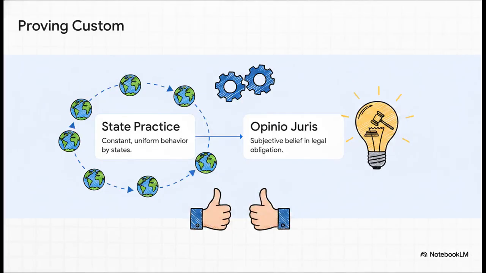Next up is customary international law. If you're tackling an essay on custom, you have to explicitly analyze two mandatory steps. If you miss either one, your whole custom argument completely fails. Step 1 is the objective element, state practice. We're talking about constant, uniform behavior by a significant majority of states over time. Step 2 is the subjective element, opinio juris. This is the psychological belief that states are doing the practice because they legally have to, not just out of politeness or diplomatic courtesy. Remember, you need both parts.